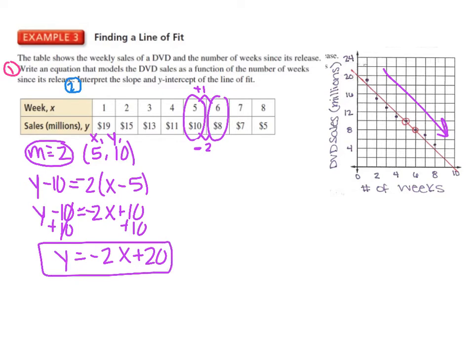So we wrote an equation that would model DVD sales. That was our first job. So we're done with our first job.